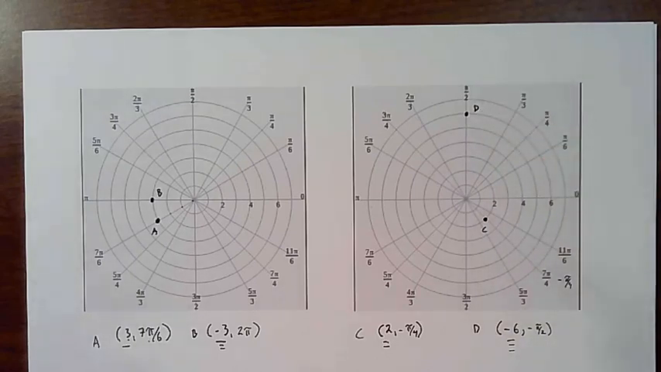Okay? And that's how we plot polar coordinates. You sweep out the angle, and then you accommodate for the r, whether it's positive or negative. If we need more examples, I can do those in a later video.